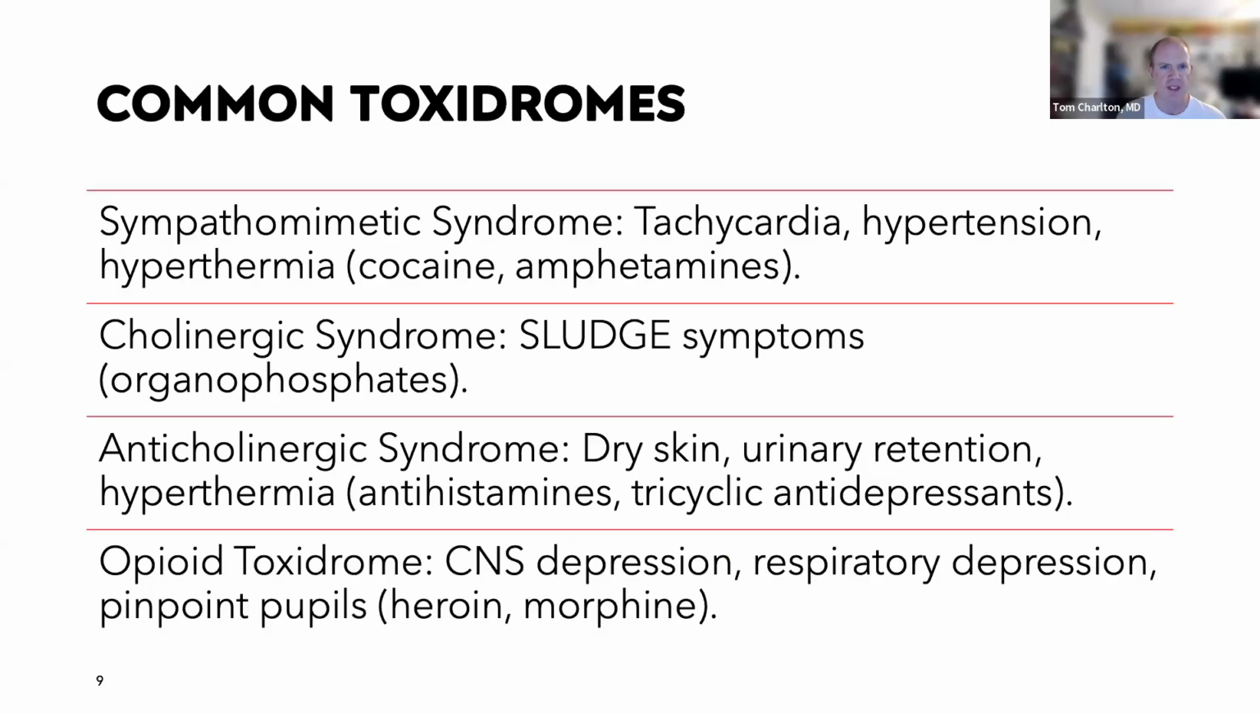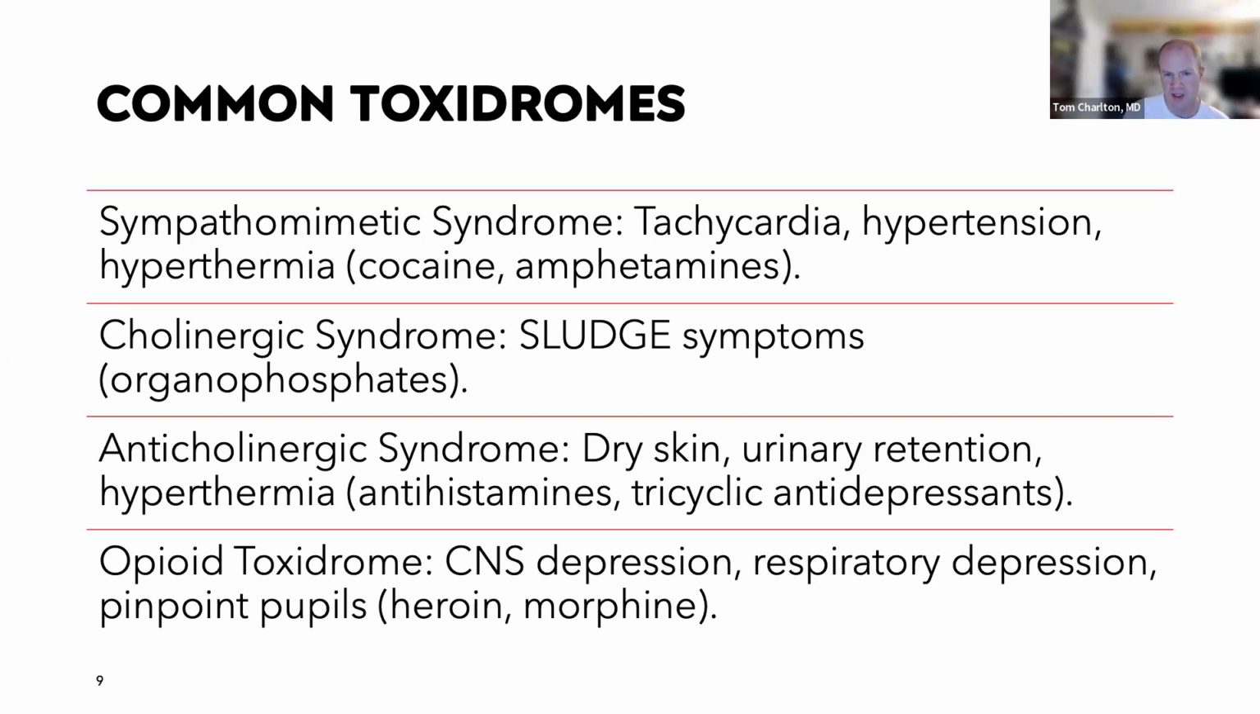So some of the common toxidromes that we're going to run into are sympathomimetics, which cause tachycardia, hypertension, hyperthermia. These are typically things like cocaine, amphetamines. Many of the ADHD medications are actually very closely related to amphetamines. There are cholinergic syndromes, which is SLUDGE or DUMBELS, which is typically organophosphates and other pesticides.